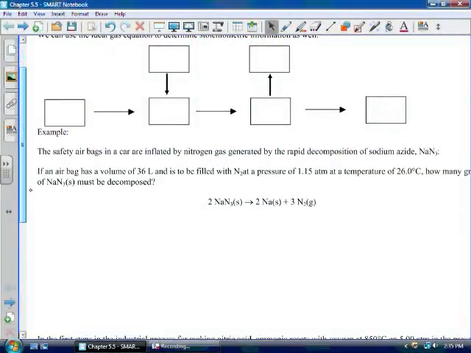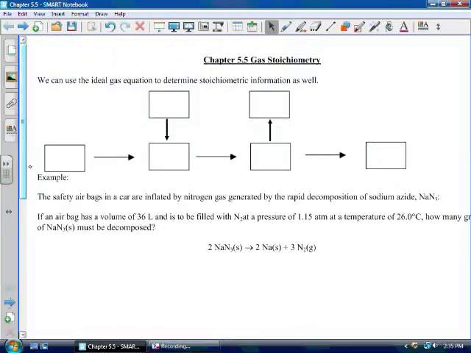Yet another use of the ideal gas equation is for gas stoichiometry. We talked about stoichiometry twice before in Chapter 3 and Chapter 4. In Chapter 3, we talked about stoichiometry in a solid phase. In Chapter 4, we talked about it in a solution phase. And nothing changes when you go to gas stoichiometry except for another starting point and another possible ending point.